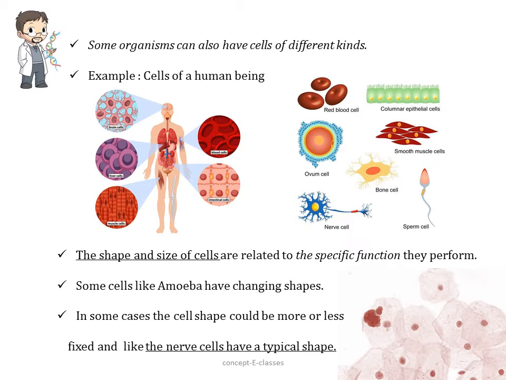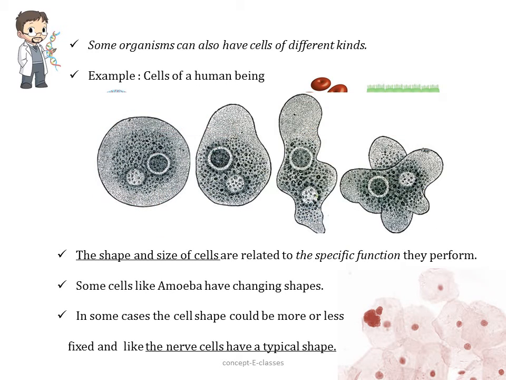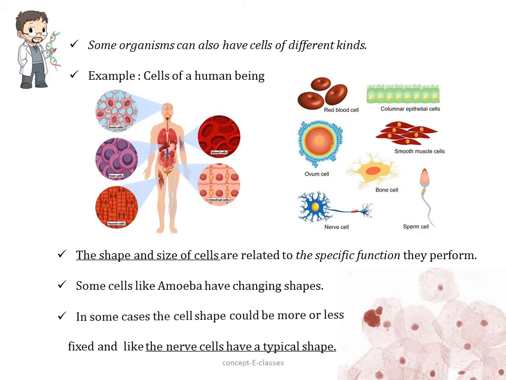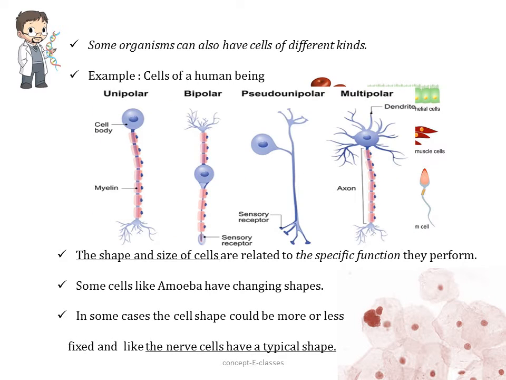Now some cells like amoeba have changing shapes. And in some cases the cell shape could be more or less fixed, like that of a nerve cell. See, if you observe the nerve cells, they always have this branch-like structure. So in some cases the cell shape would be more or less fixed.